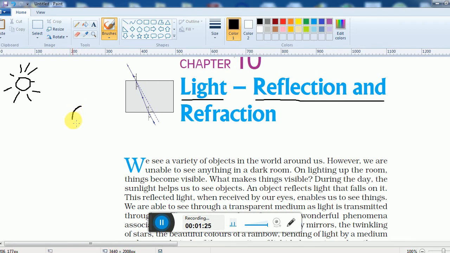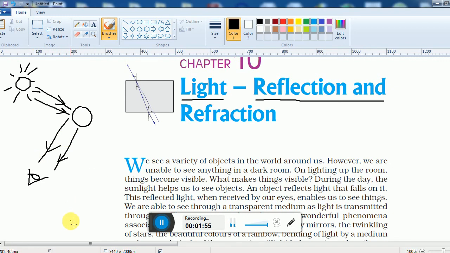Because the moon is not luminous, but when the sunlight falls on the moon and the light rays come back from the moon to our eye, then only we can see the moon in the sky. That means when the light rays come back, this is the phenomenon that is called reflection. The light rays are reflecting back from the moon surface so that we can see.